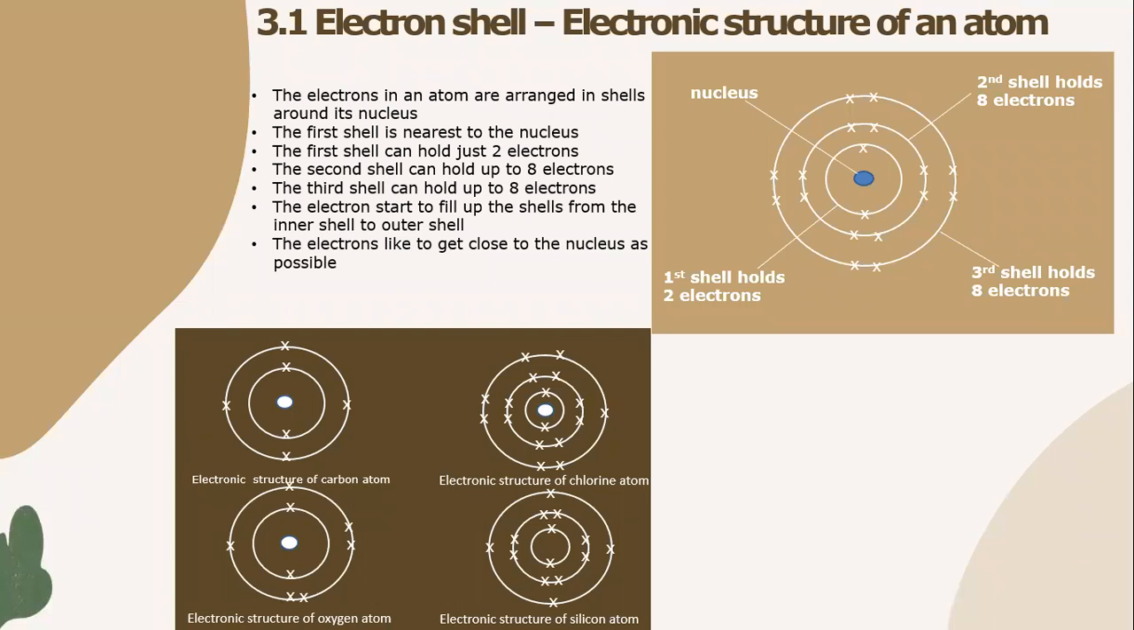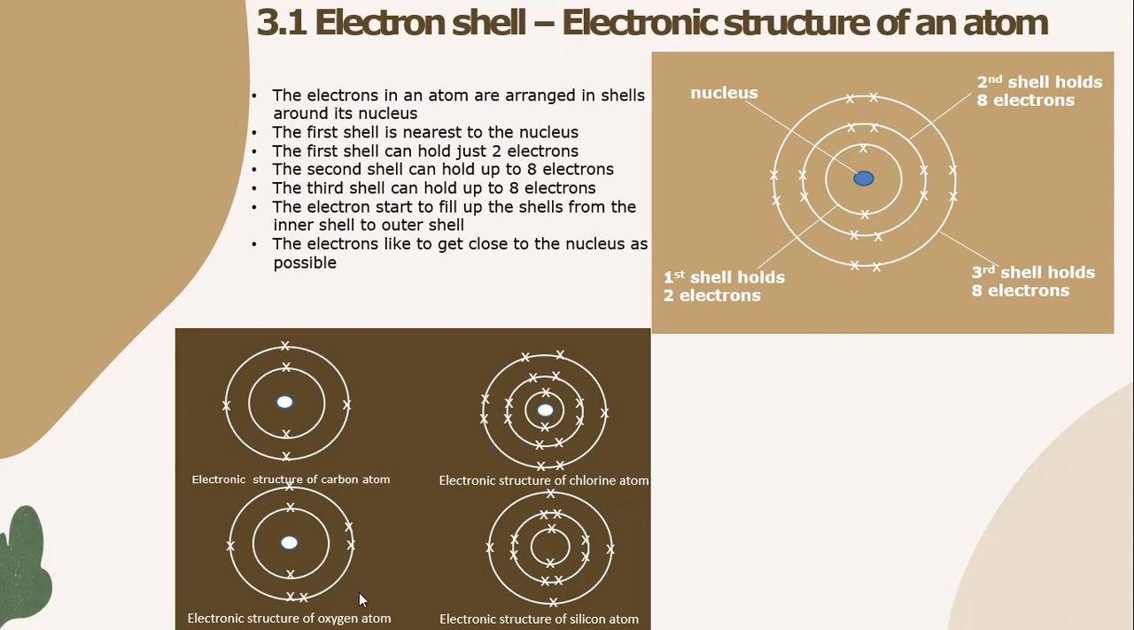The electrons start to fill up the shell from the inner shell to the outer shell, and the electrons like to get as close to the nucleus as possible. If you look at the carbon atom, the electronic structure is 2.4. What does it mean by 2.4? Because the first shell consists of 2 electrons and the second shell consists of 4 electrons.